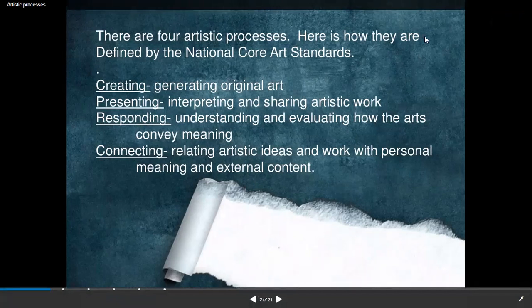So that ends the discussion method. That is for the art process: creating, presenting, responding, and connecting. What I showed you earlier is to give you an idea for your next activity, which is the art making.